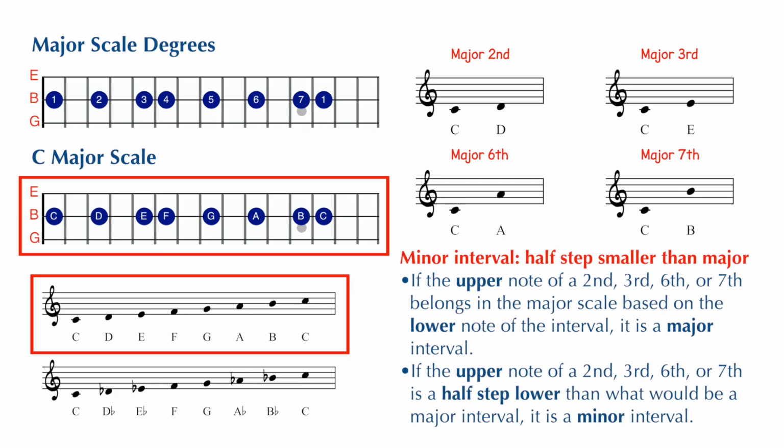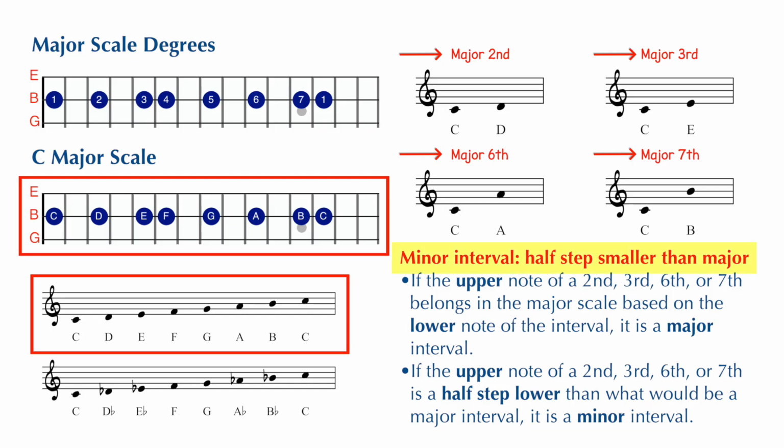Here's a C major scale mapped out on the second string. D is a second above C, E is a third above C, A is a sixth above C, and B is a seventh above C. Further, all these intervals are major intervals because they belong in the C major scale, and I'll show you how that works in just a minute.